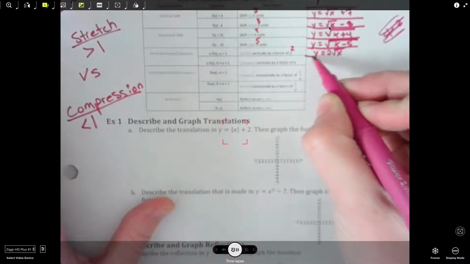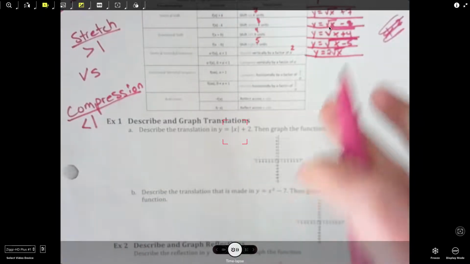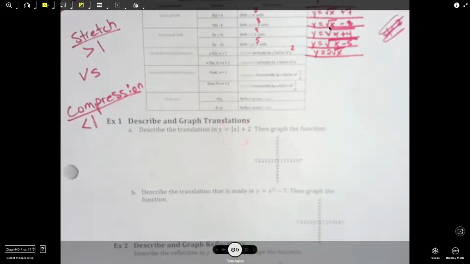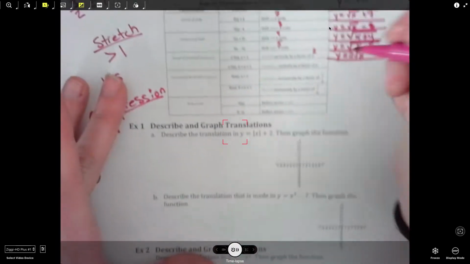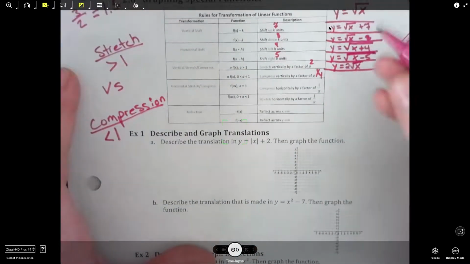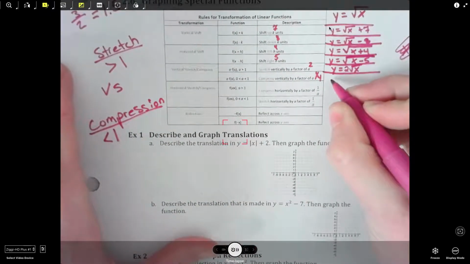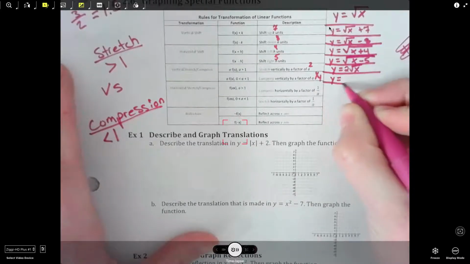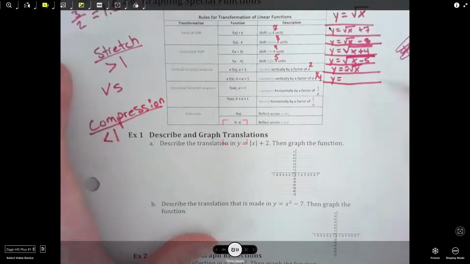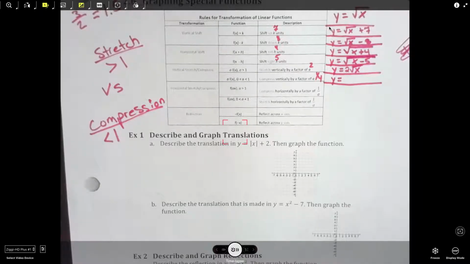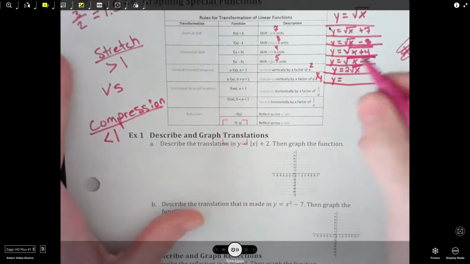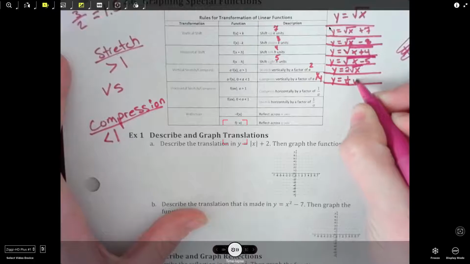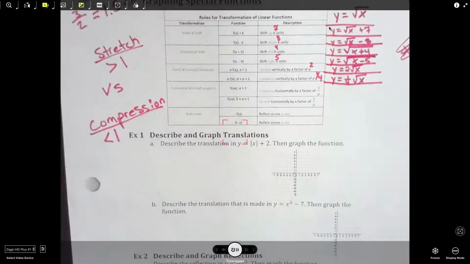All right, back over here. What do you want to multiply by a factor of to make it a vertical compression? 1/4. I like that. Okay, so what will that look like? 2 times 1/4 or 4? Nope. On vertical compression and stretch, you don't flip it. It will stay 1/4 square root of x.